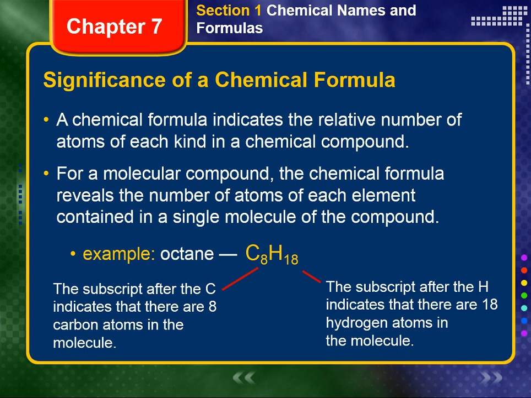Significance of a chemical formula. Recall that a chemical formula indicates the relative number of atoms of each kind in a chemical compound. For a molecular compound, the chemical formula reveals the number of atoms of each element contained in a single molecule of the compound, as is shown on the screen for the hydrocarbon octane. Hydrocarbons are molecular compounds composed solely of carbon and hydrogen.